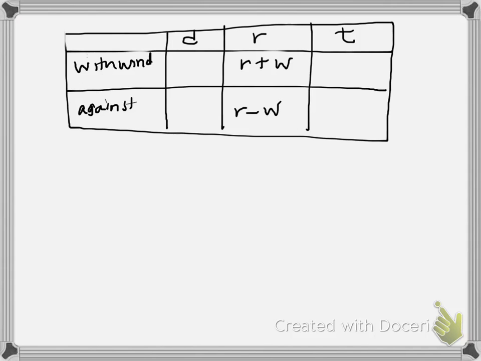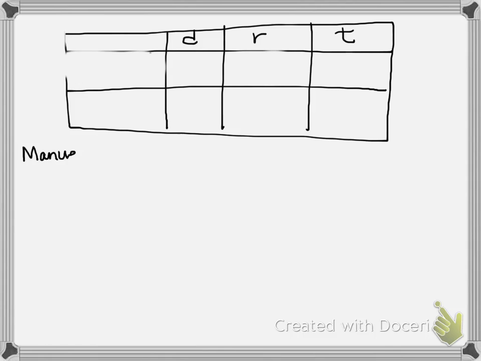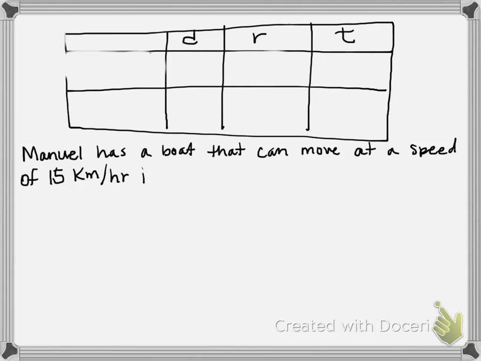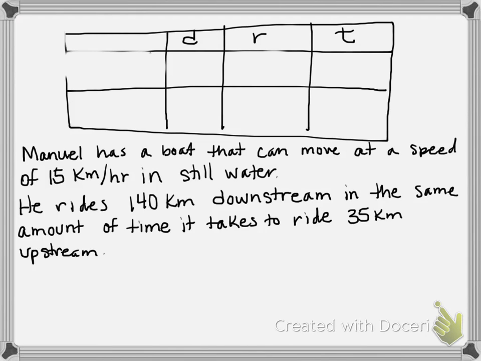So let's look at our first problem. In this problem, we have Manuel, who has a boat that can move at a speed of 15 kilometers per hour in still water. So we have the actual speed of the boat, the R. He's going to ride his boat 140 kilometers downstream in the same amount of time it takes to ride 35 kilometers upstream. Our question is, what is the speed of the river? The current is what we want to solve for in this problem.